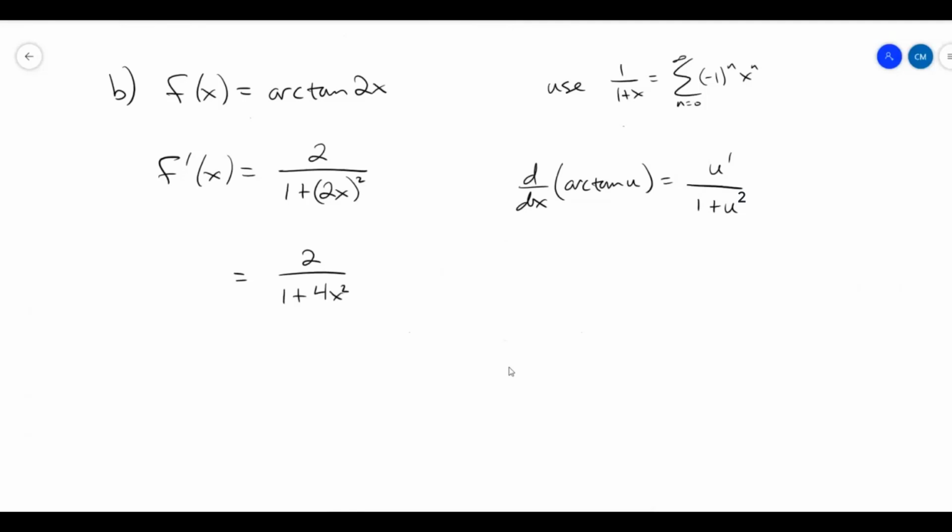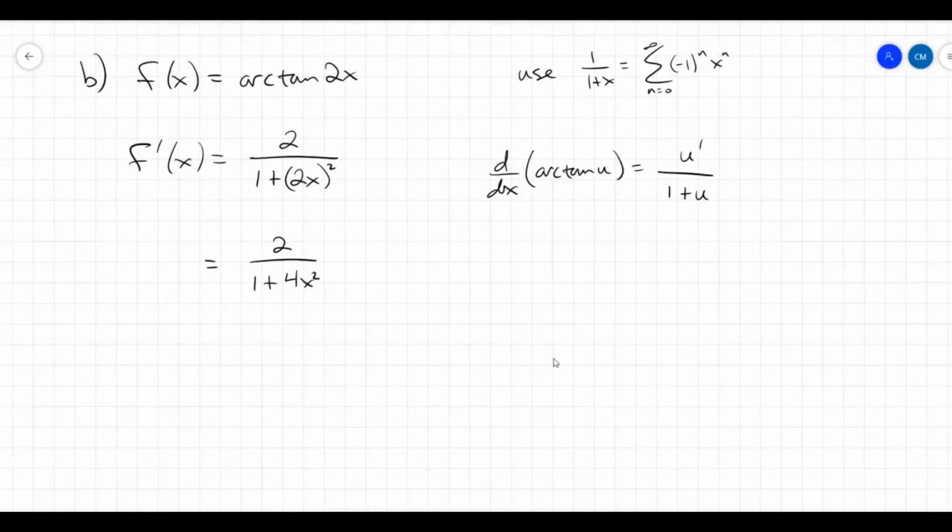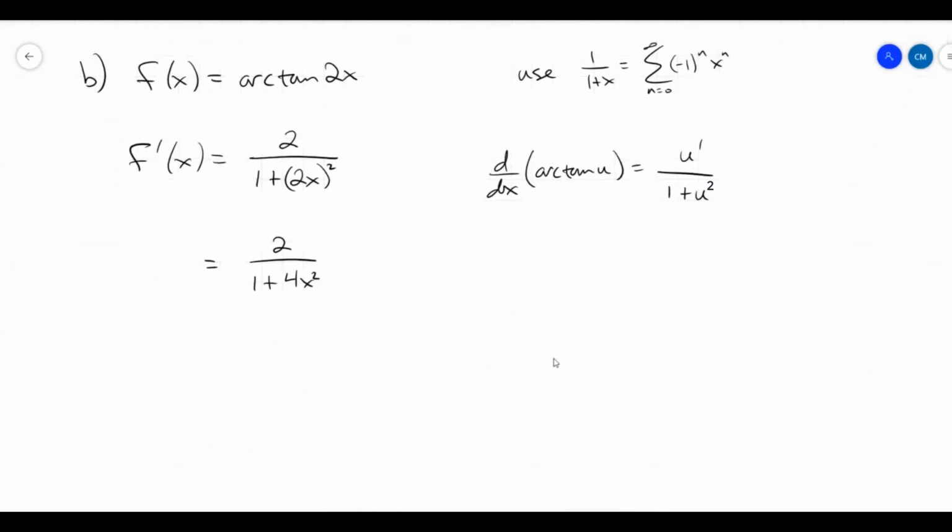Well, this one actually is slightly easier than the one we just did because we only had to take one derivative, and we're already in the place where we can go ahead and actually use that.